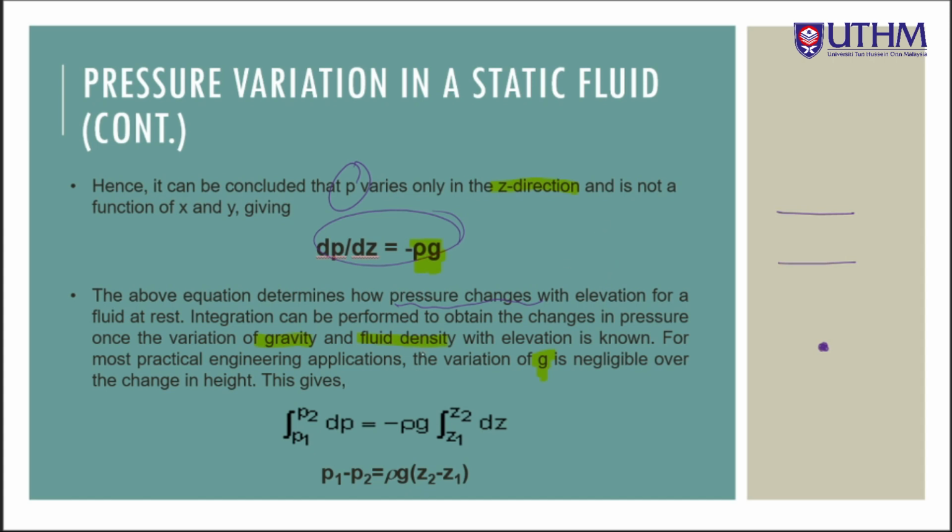So kat sini dia cakap macam mana kita nak convert benda ni into scale, kita kena integrate dp over dz. Ataupun nak senang saya tulis kat sini, dp equals negative rho g dz. Betul tak? So kita nak integrate kiri kanan, P1 to P2, Z1 to Z2. Actually kat sini dia akan jadi P2 minus P1 equals negative rho g (Z2 minus Z1).